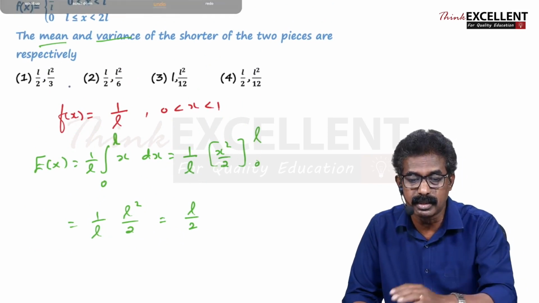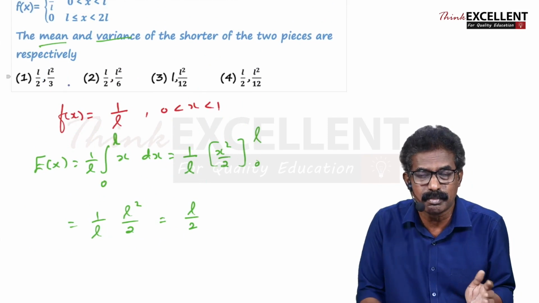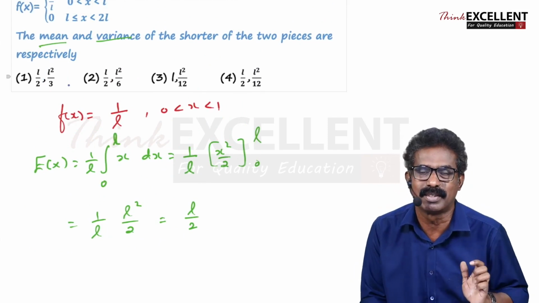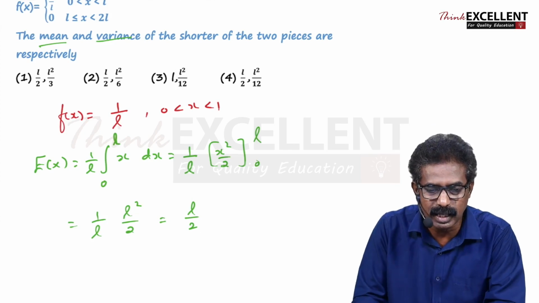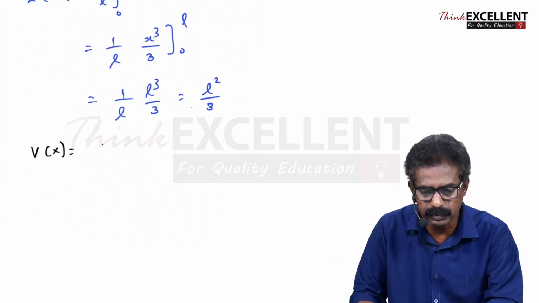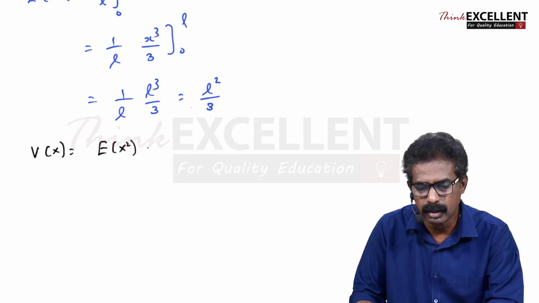Sometimes in the options they give L square by 3. Don't mark that. That is not variance, that is E of x square. Sometimes it happens: once you get some answer, you see the first option and mark it. Be very careful. They didn't ask E of x square, they asked variance. So the formula for variance of x is E of x square minus E of x the whole square.